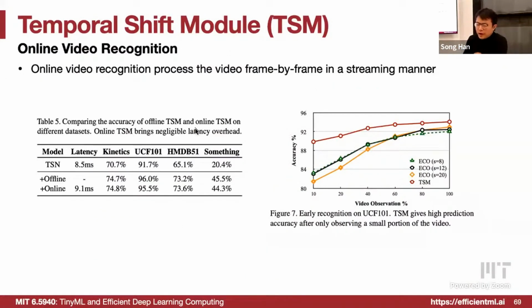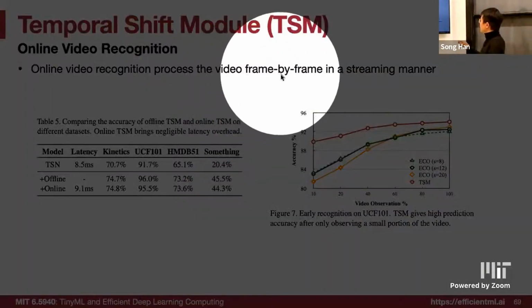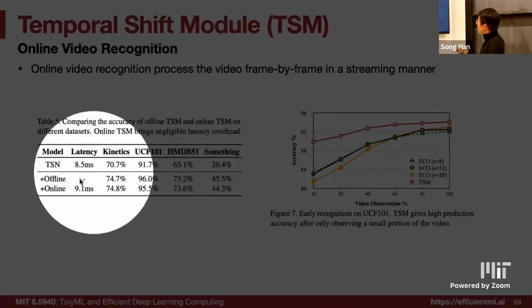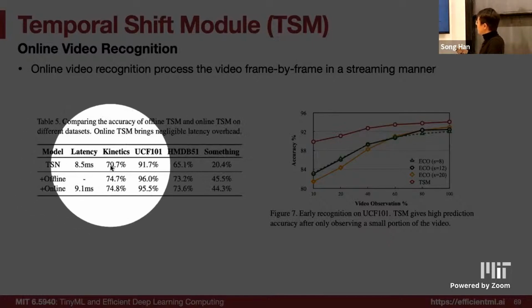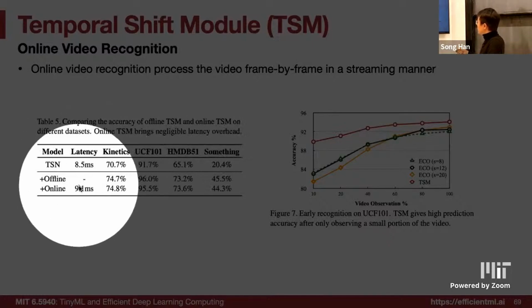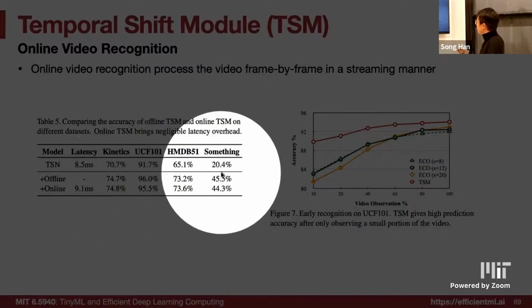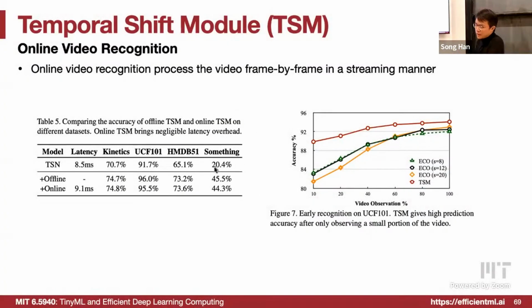So this is for online video recognition. So process them frame by frame in a streaming manner. So this is across different data sets. This is the baseline. And this is the improved approach. The accuracy is improved a lot compared with baseline, double digits right here.